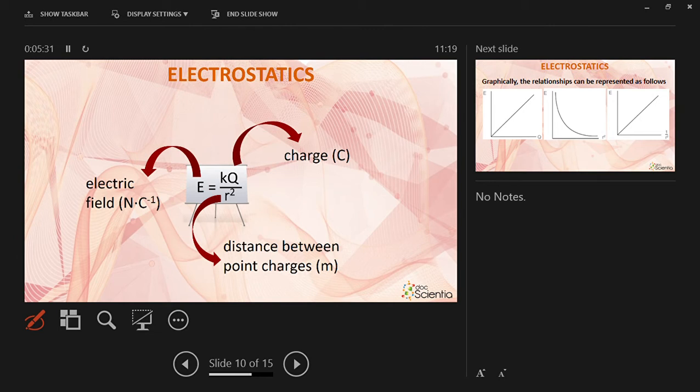Ja, of Coulomb se wet. Onthou daai twee lyk dieselfde. Coulomb se wet en die universele gravitasiewet. Okay, so when we are looking at electric field, we measure it in Newton per Coulomb. Hoekom? Want die definisie sê vir ons dis die hoeveelheid krag per eenheidslading. Krag is in Newton per lading is in Coulomb. Okay, and then they give us these graphs.